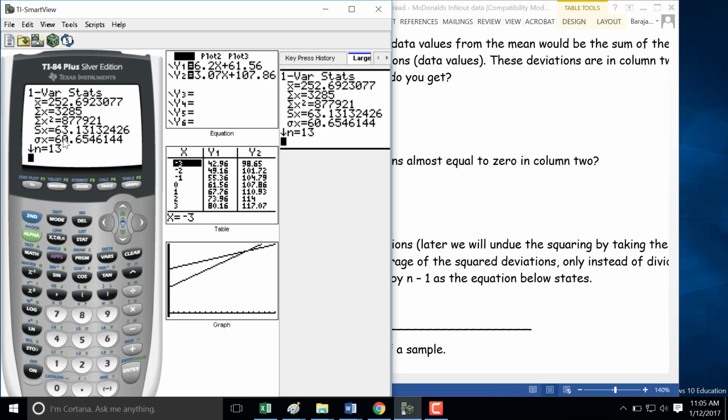Now your calculator doesn't know whether you're working with a population or a sample, so it gives you both. This sigma notation is the answer you would get if this was a population and you divided it by 13, n, right? And this is the standard deviation you would get if you divided it by n minus 1, or 12 in our case. So the answer you should be getting there is something pretty close to 63.1313. Keep in mind there's some rounding that happens, so it might be a little bit off because of that reason. Okay?